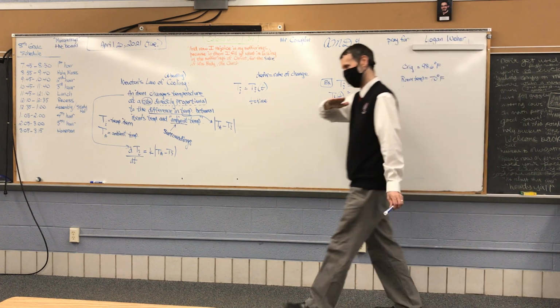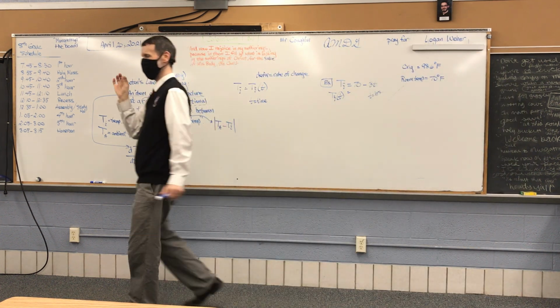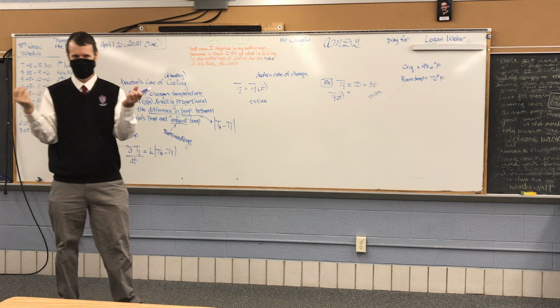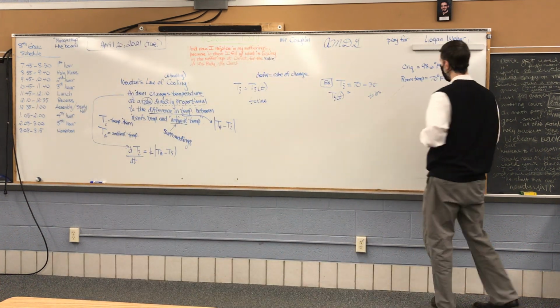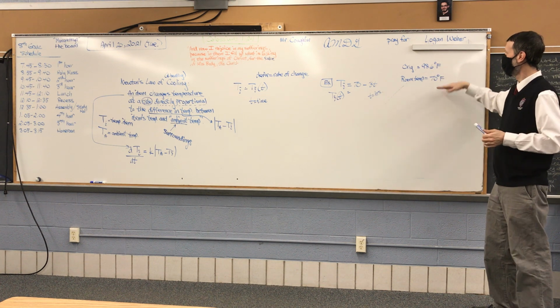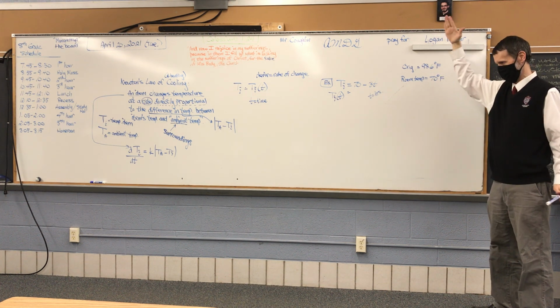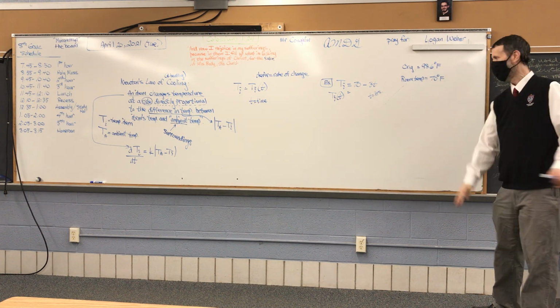If you go forever and ever and ever, finally, it'll get so close that our temperature readers can't tell the difference. But it'll never actually get to 70. But it will be cooling down. If the room is colder, the temperature will drop faster.